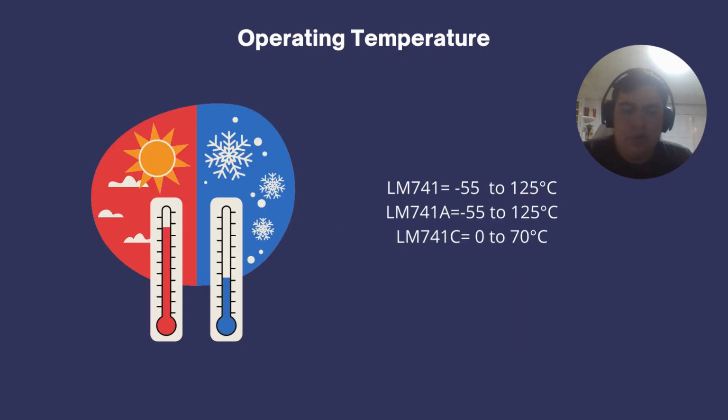The operating temperature specifies the range of ambient temperatures where the op-amp can function reliably. Exceeding the range can damage the op-amp or affect its performance. Choose an op-amp with an operating temperature range that suits your application environment. This is like how the op-amp is going to function when we expose it to too high temperatures or too low temperatures.